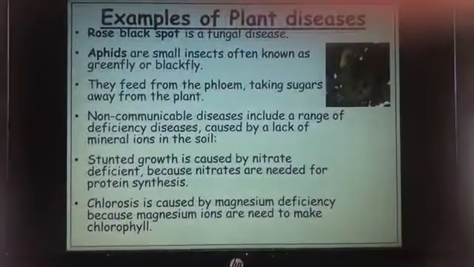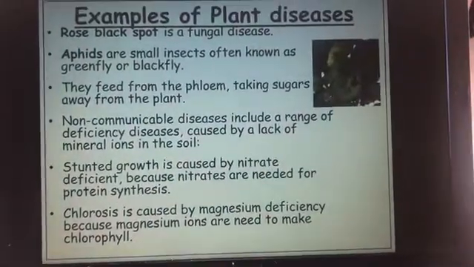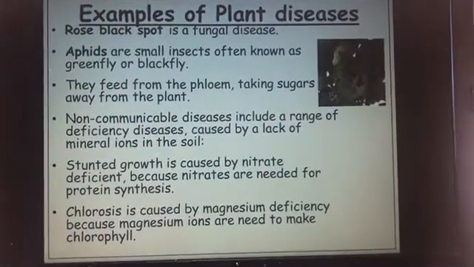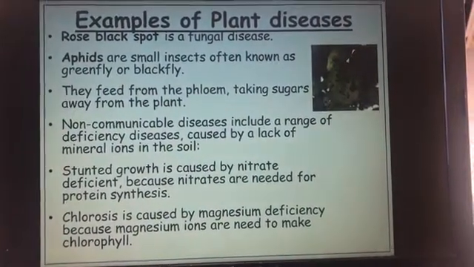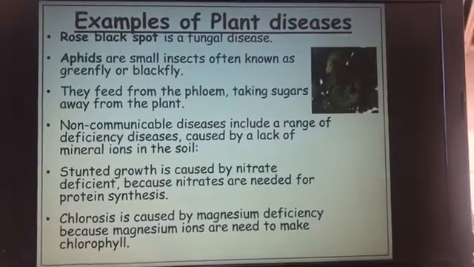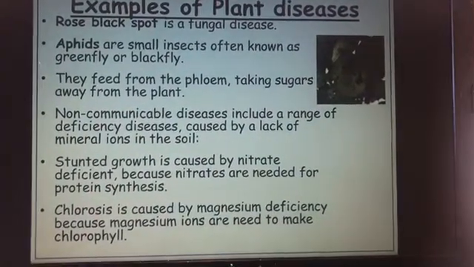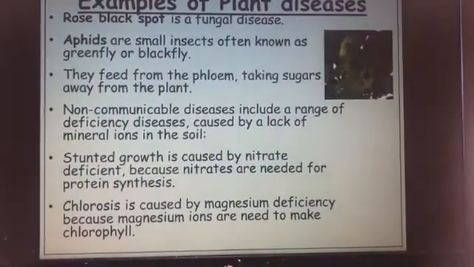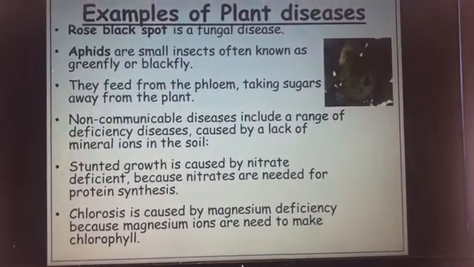We've also got rose black spot, which is a fungal disease of rose plants. And aphids are the vectors. Aphids are small insects like greenfly, and what they'll do is they'll feed off the phloem of one plant, taking the sugars, and then they'll go to another plant and take the sugar from the phloem of the next plant and directly infect the next plant.